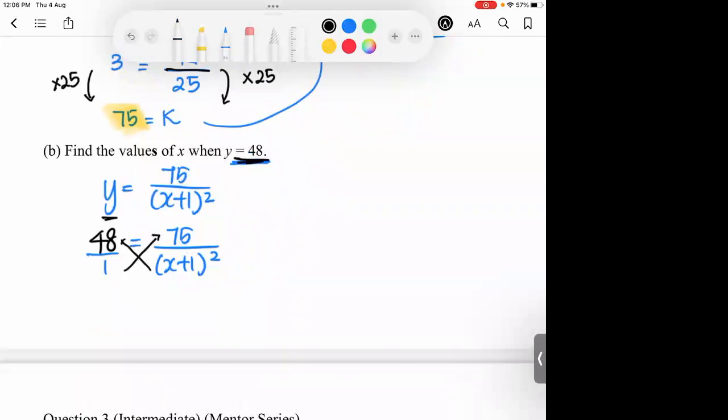Okay, we cross multiply. So cross multiply, the equal sign stays in the middle. The denominator crosses over to multiply. So in this case, I will have 48 multiplied by x plus 1 squared, then this side over here is just 75. Now the next step, please don't expand. Don't anyhow go and expand. Later you expand wrongly.